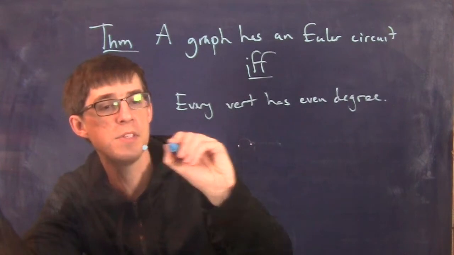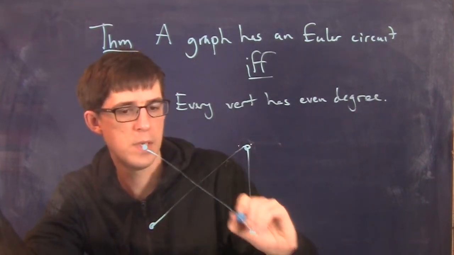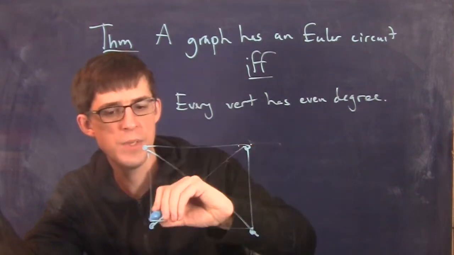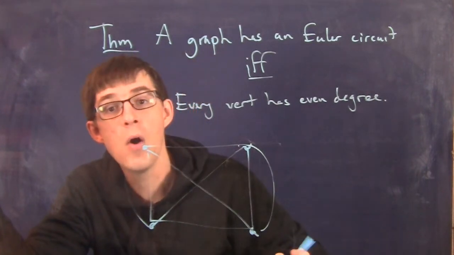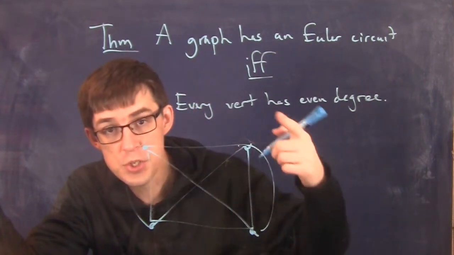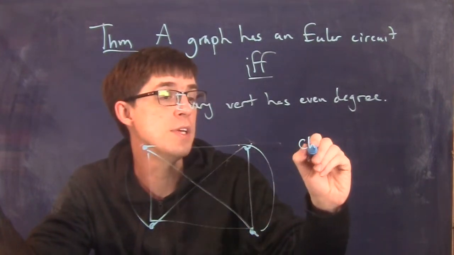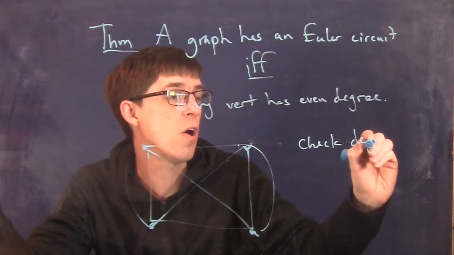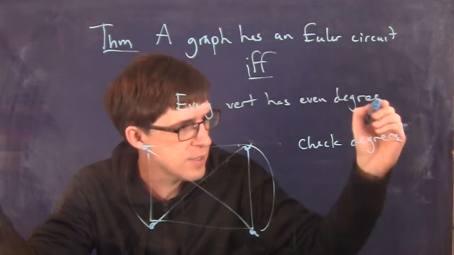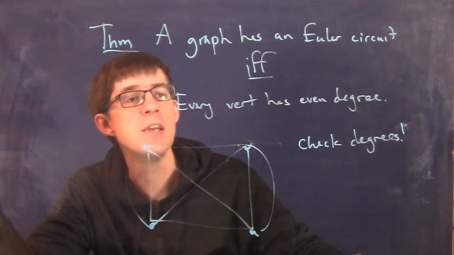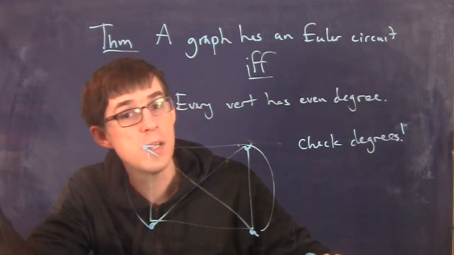So, for example, how about this example that I drew before? The A, B, C, D, E. Remember this one? Does it have an Euler circuit? Now, it does. We know it does because I showed you one before, and I even drew the path. But you can check the degrees. Are they all even or not? Check the degrees. If they are all even, then there is an Euler circuit. If they're not all even, then there is not.